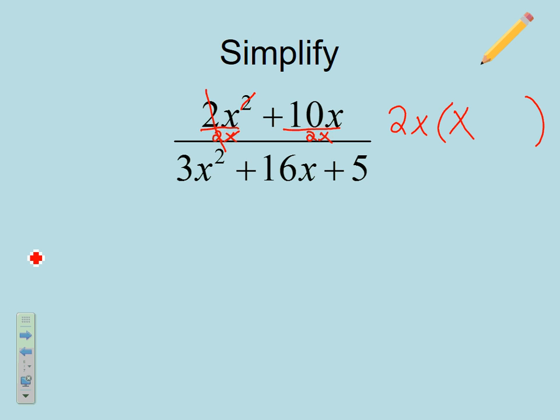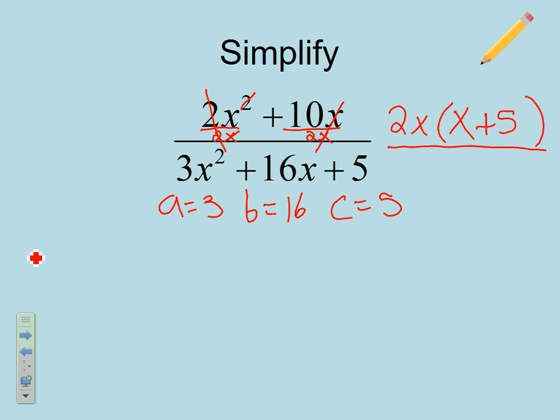10 divided by 2 is 5. And then my x's cancel, so that's what I have on top. On the bottom, I have 3 terms. I have that trinomial, so I have to use the AC method. My A is 3, my B is 16, and my C equals 5.